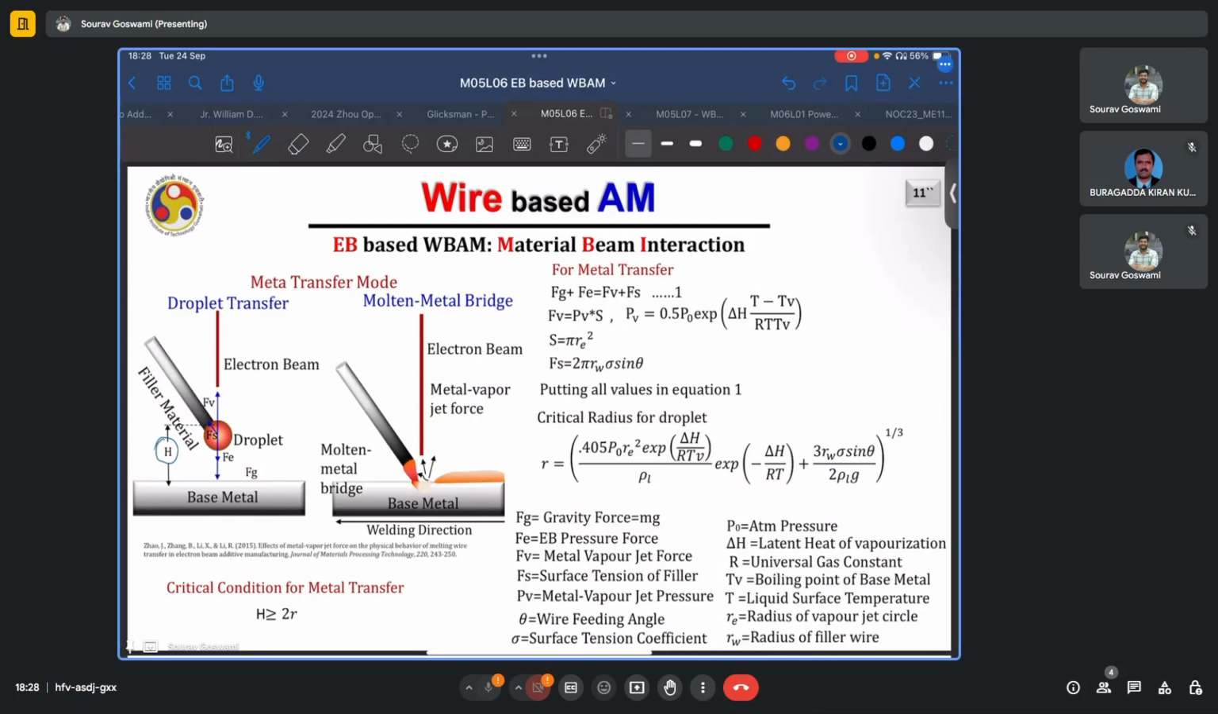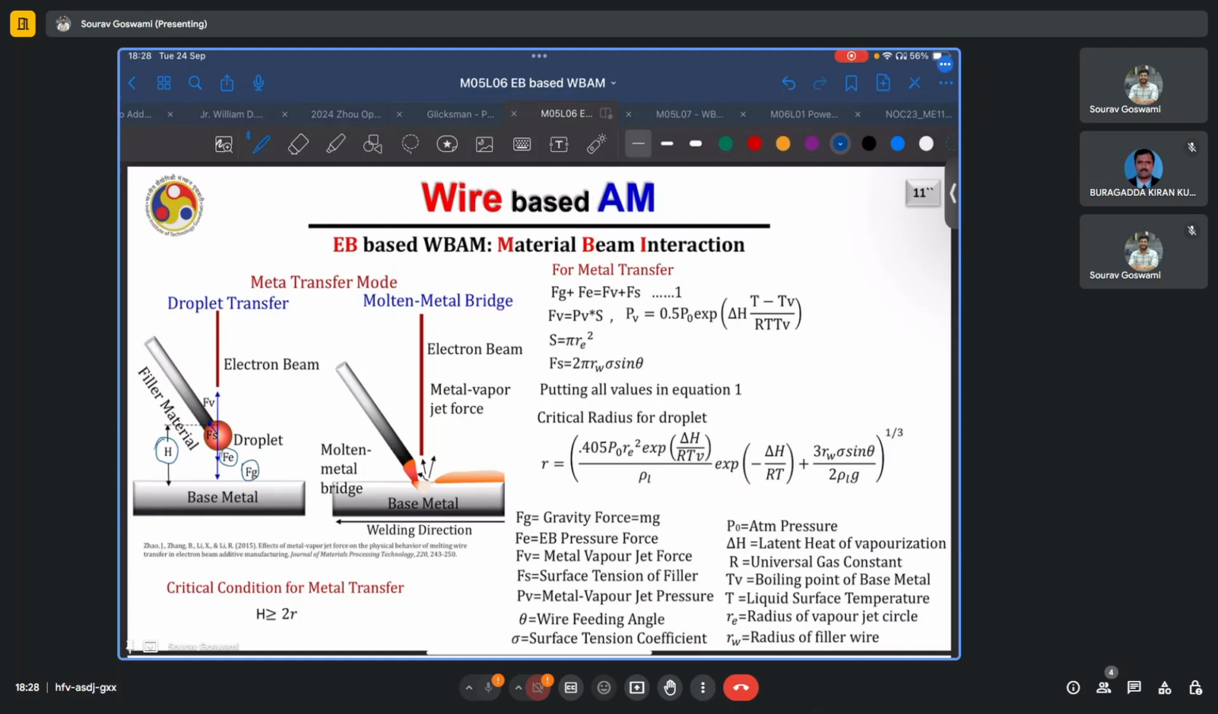Or it can be brought close to the substrate or pre-built layer such that it melts and fuses with the melt pool almost simultaneously, leading to a bridge transfer. Or in the reverse case, if we bring it too close, we may also end up stubbing the wire into the melt pool. Of course, this will be dictated by the interaction of the various forces, one of them being the force of gravity, which is the body force. Then you have this electron beam pressure force. There is a beam of electrons coming from the top, which strikes this droplet as well, pushing it downwards.